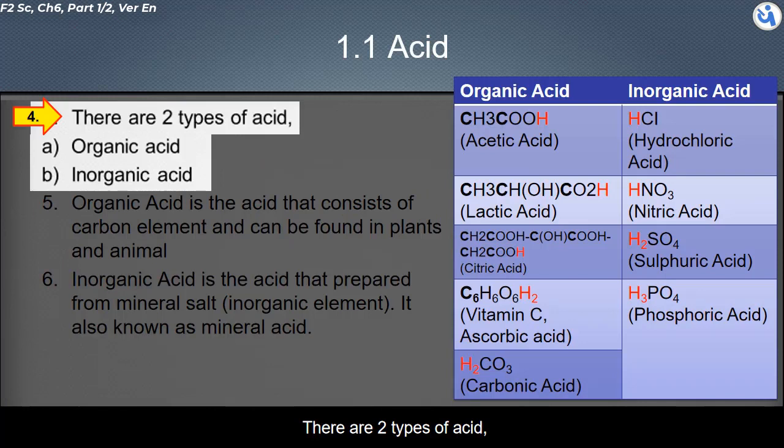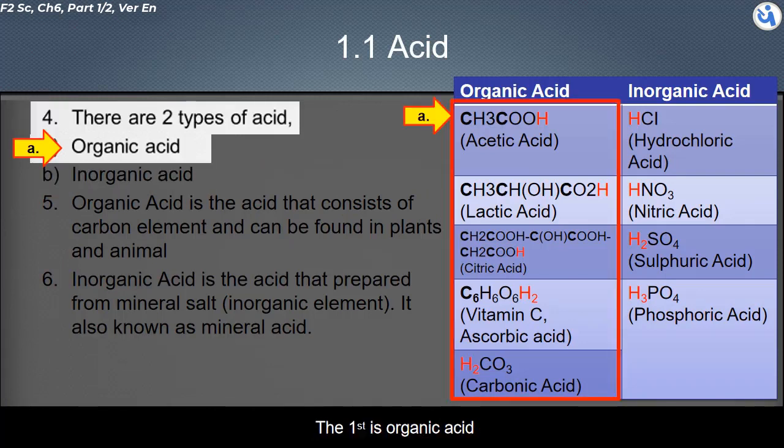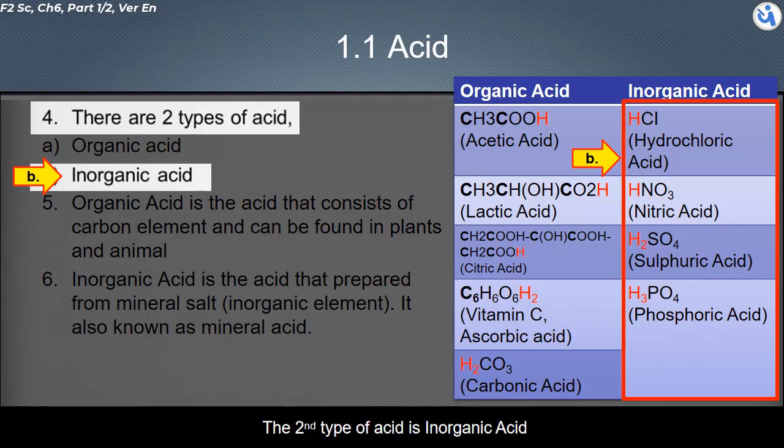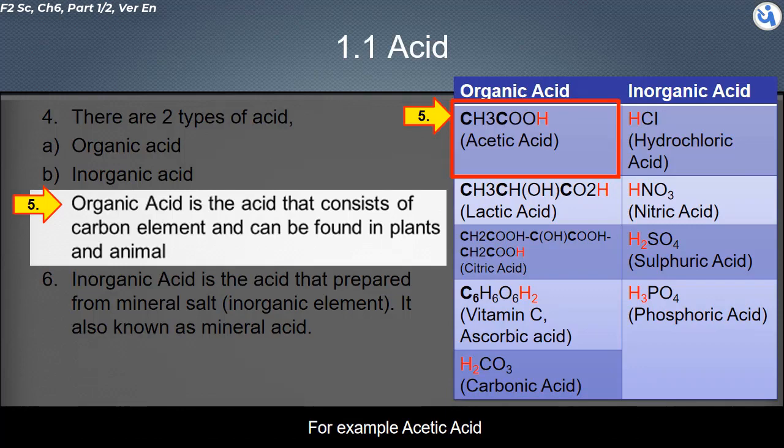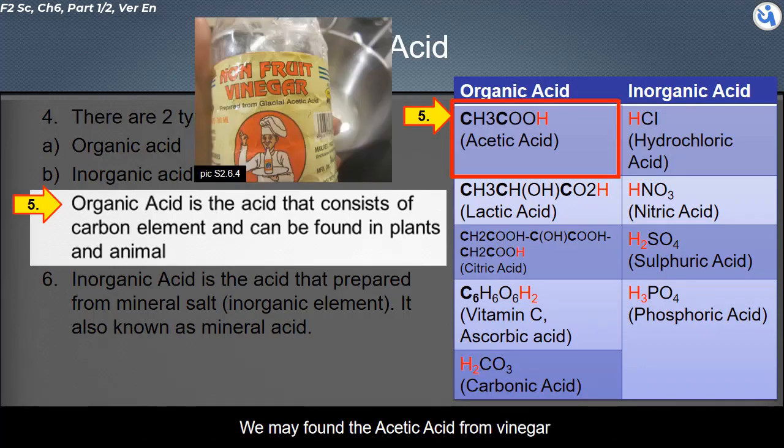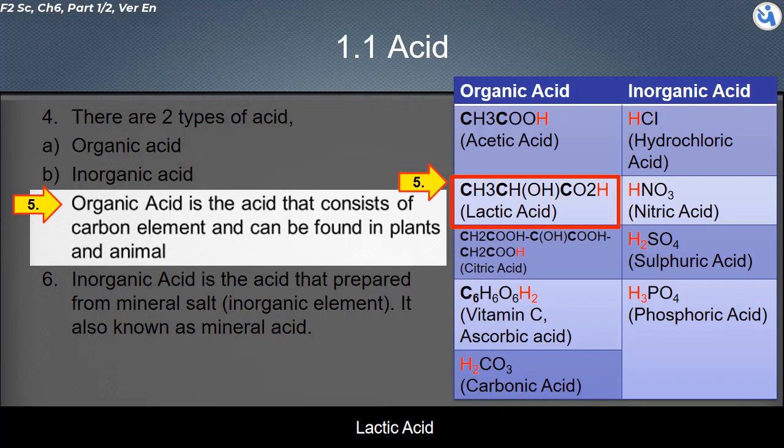There are 2 types of acid. The first is organic acid. The second type of acid is inorganic acid. Organic acid is an acid that consists of the carbon element and can be found in plants and animals. For example, acetic acid. We may find acetic acid in vinegar.